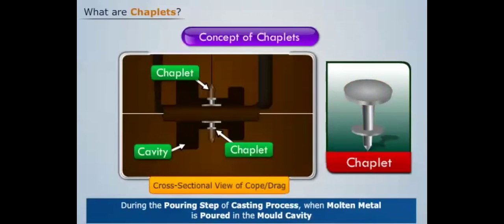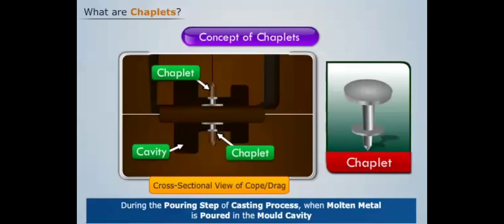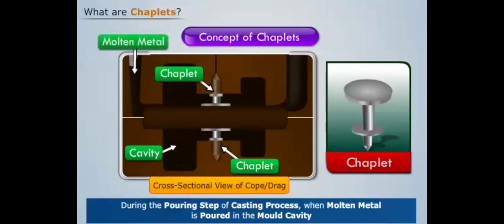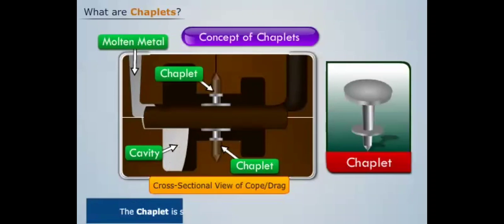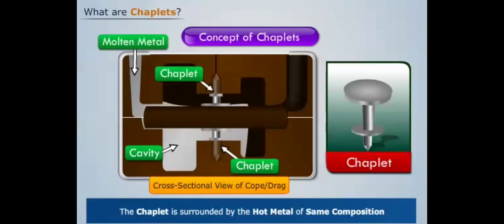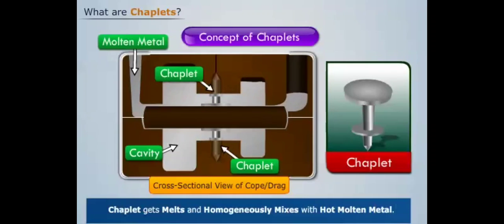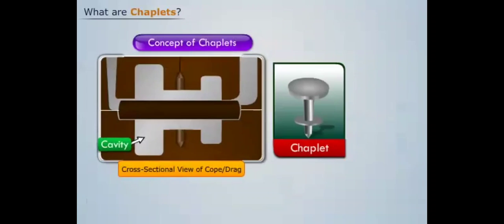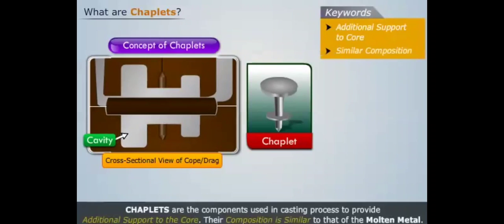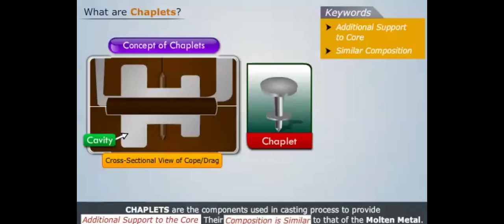During the pouring step of the casting process, when molten metal is poured in the mold cavity and the chaplet is surrounded by the hot metal of the same composition, it melts and homogeneously mixes in the molten metal. Thus, chaplets are the components used in the casting process to provide additional support to the core. Their composition is similar to that of the molten metal.